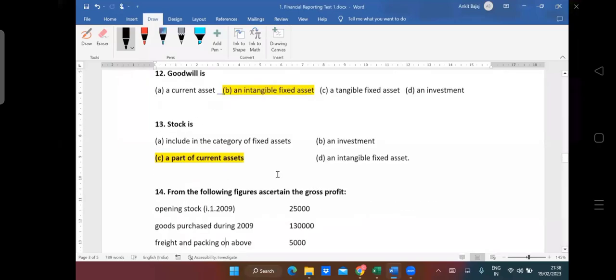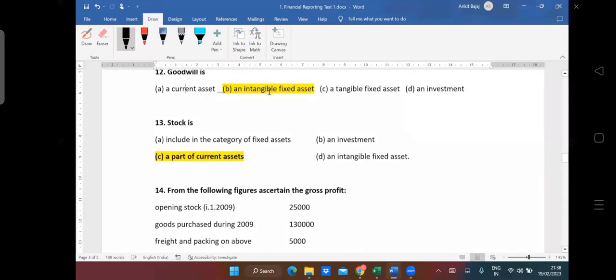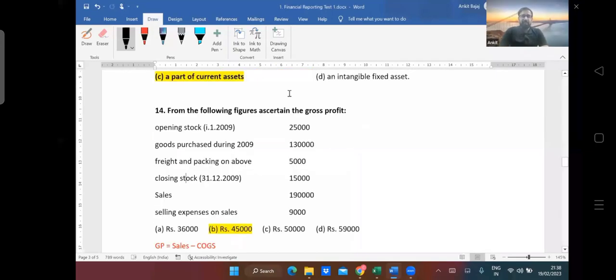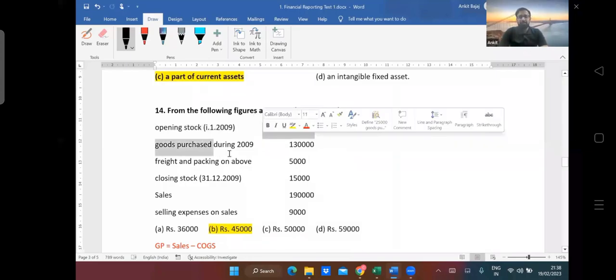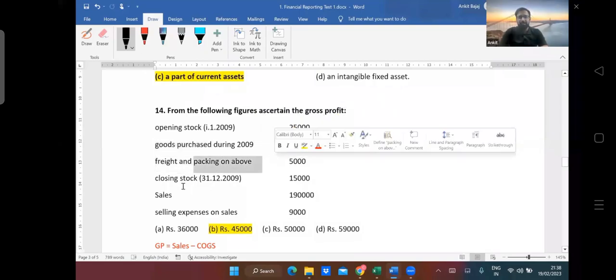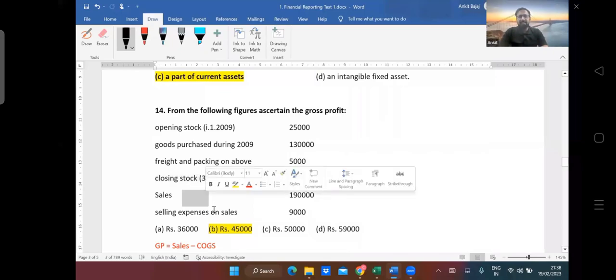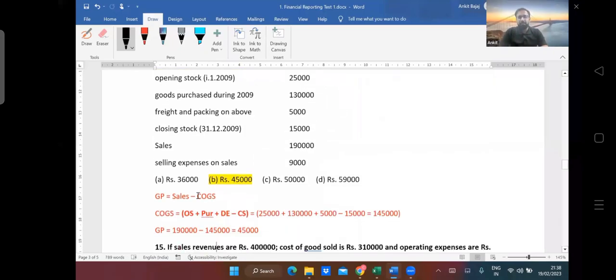Now, if we jump to the next point, goodwill is a current asset or intangible asset, obviously an intangible asset, no need of discussing it. Stock is a category of fixed asset, investment, current asset, obviously a current asset, right? Stock is a current asset. Now, see the following and ascertain the gross profit. Opening stock is given here, then purchase of goods is given, then freight and packing is given, then closing stock is given, then sales is given, and then selling expenses on sales is given.